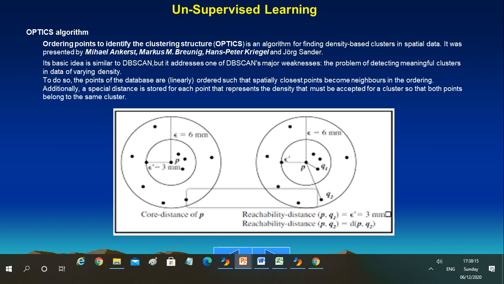Its basic idea is similar to DBSCAN, but it addresses one of DBSCAN's major weaknesses, the problem of detecting meaningful clusters of data of varying density. To do so, the points of the database are linearly ordered such that spatially closest points become neighbors in the ordering. Additionally, a special distance is stored for each point that represents the density that must be accepted for a cluster so that both points belong to the same cluster.